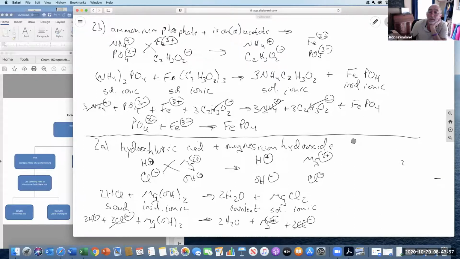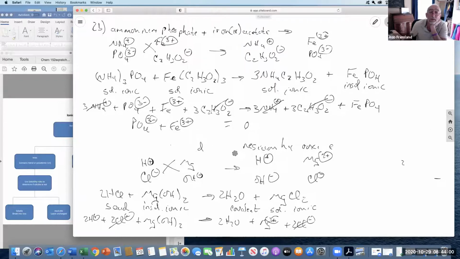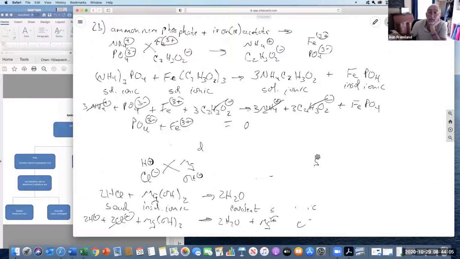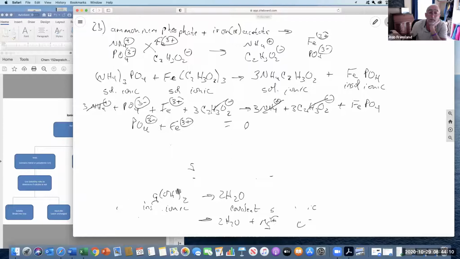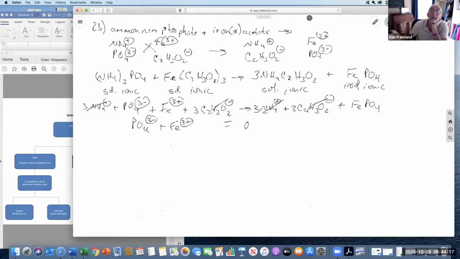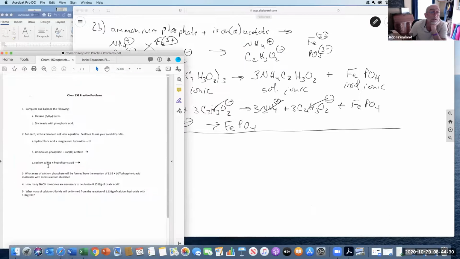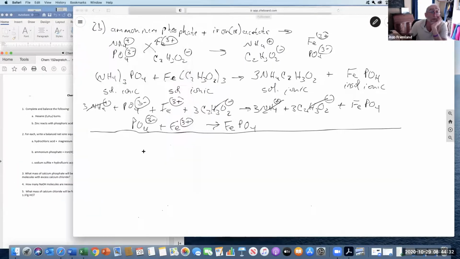Let's do these. I'll rewrite that part that I just erased accidentally. Okay, so now to C, what was C? Sodium sulfite and hydrofluoric acid.